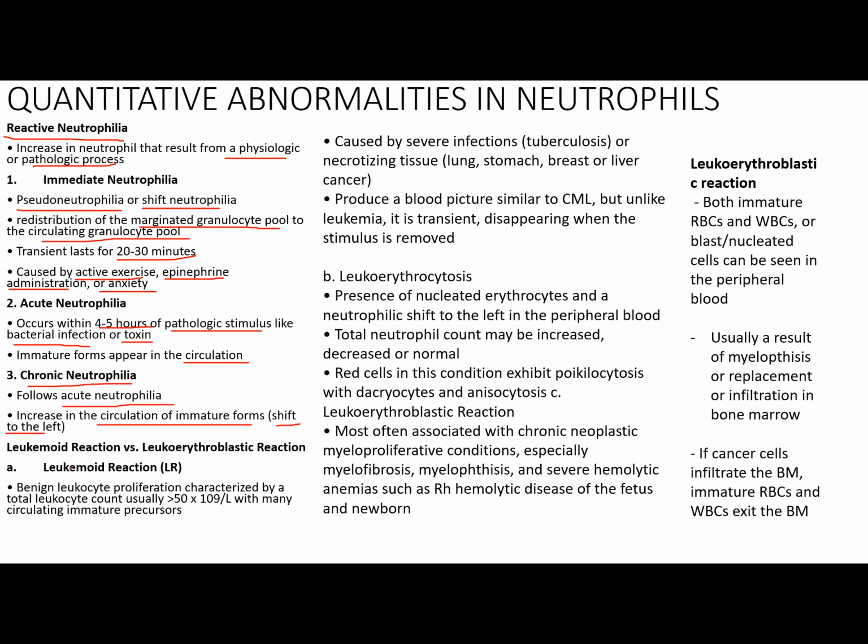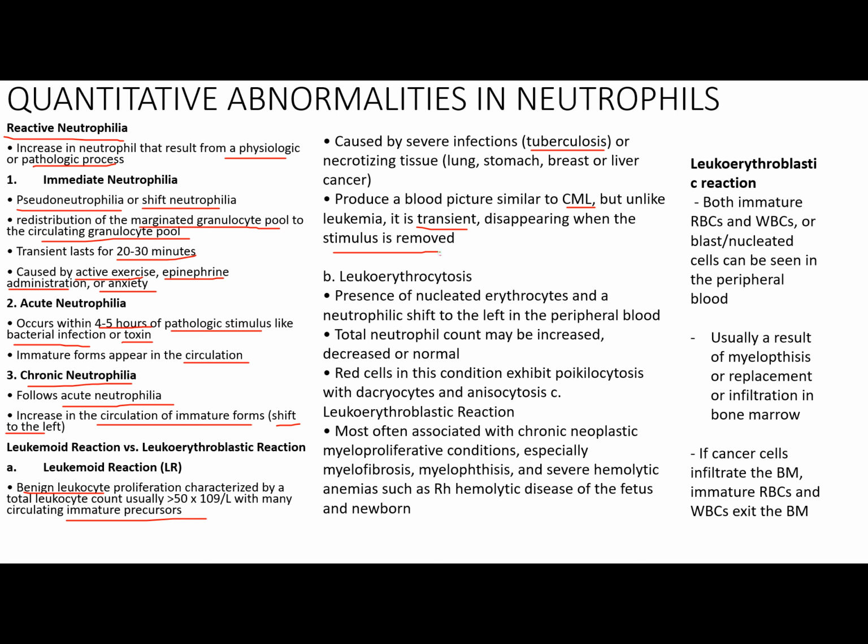Now, for you to remember this class, a leukemoid reaction is a benign leukocyte proliferation characterized by a total leukocyte count of greater than 50 times 10 raised to the 9 per liter, with many circulating immature precursors, usually caused by severe infections such as tuberculosis or necrotizing tissue such as lung, stomach, breast, or liver cancer. It produces a blood picture similar to chronic myeloid leukemia, but unlike leukemia, it is transient, meaning it is not permanent. It disappears when the stimulus is removed.